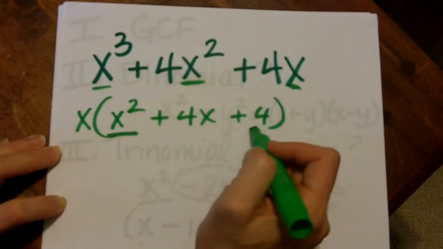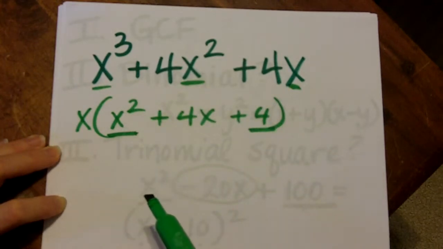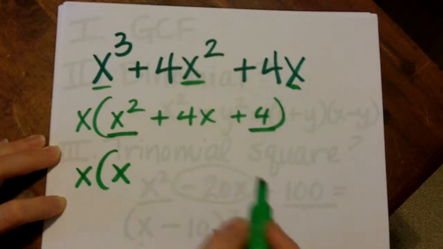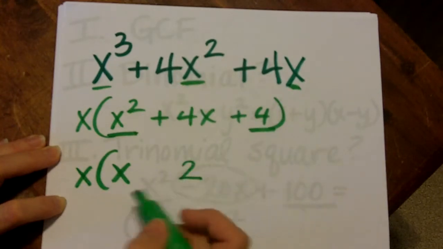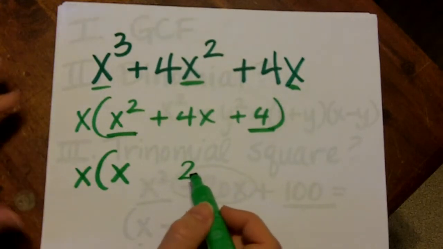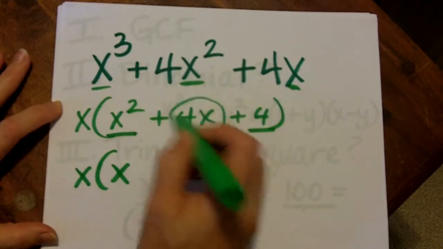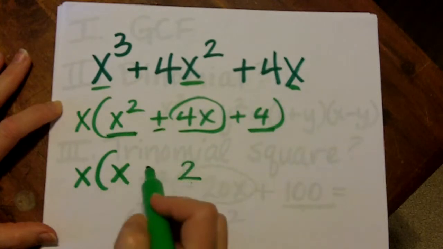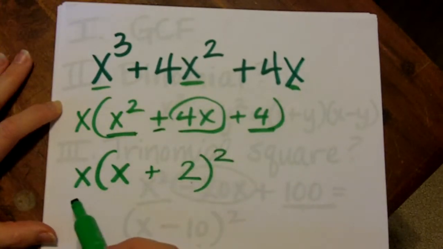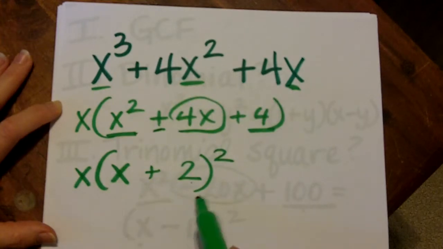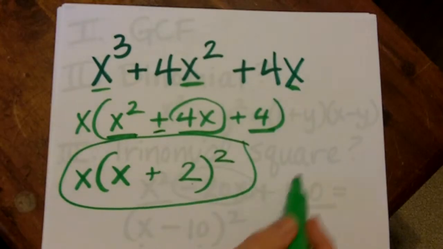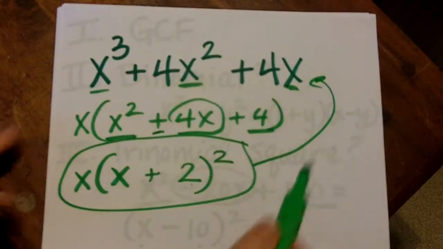Well, let me look at my first term and my last term. Can I take the square root? Yes. Okay, can I take the square root of 4? Yes, it's 2. Is x times 2, 2x, and then doubled or multiplied by 2, is that equal to 4x? It is, and this sign is positive, so I know what sign to make my binomial, and I can simply write x times x plus 2 squared. And this is my perfect factors for this original problem.